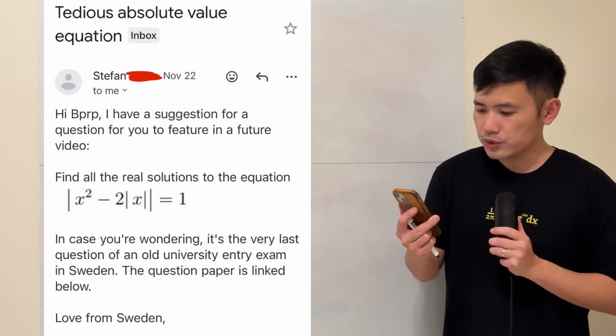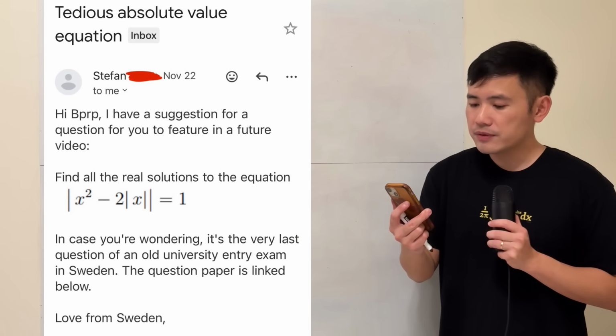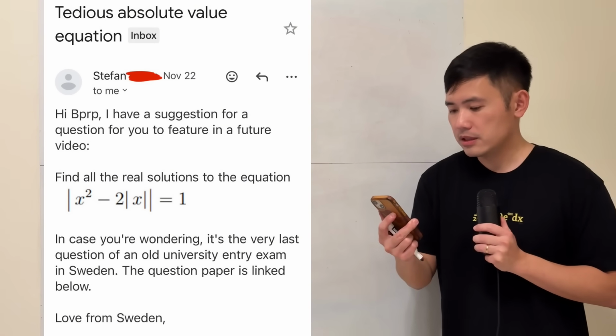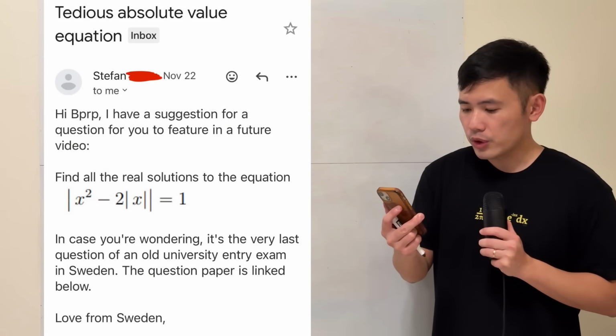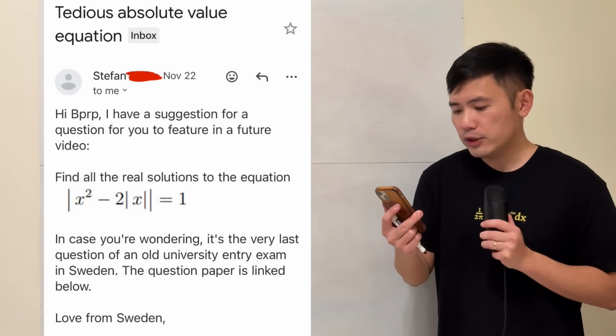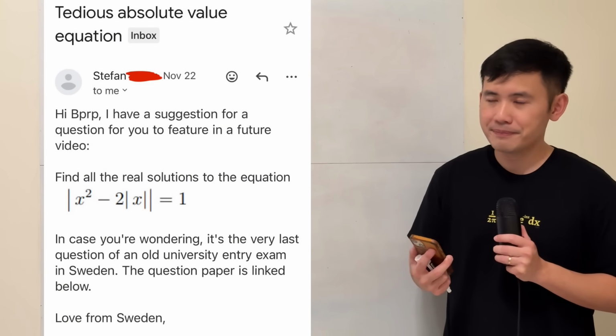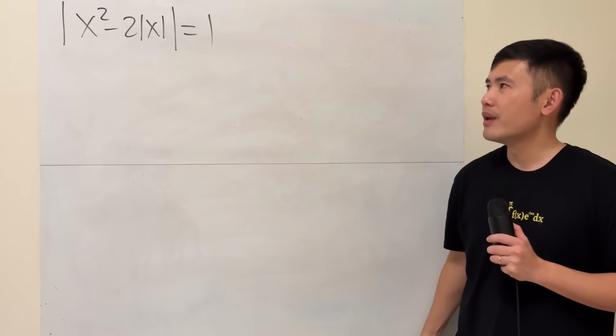Find all the real solutions to the equation: the absolute value of x squared minus 2 absolute value of x is equal to 1. In case you're wondering, it's the very last question of an old university entrance exam in Sweden. Okay, let's have a look.